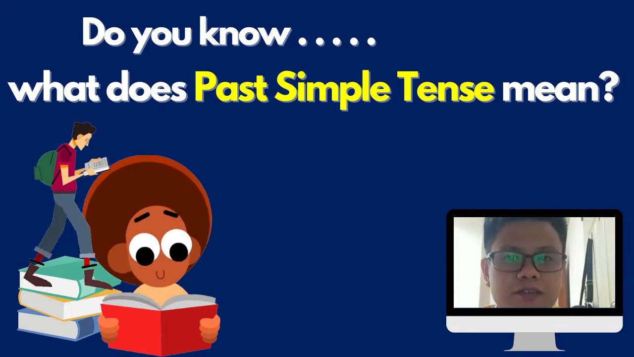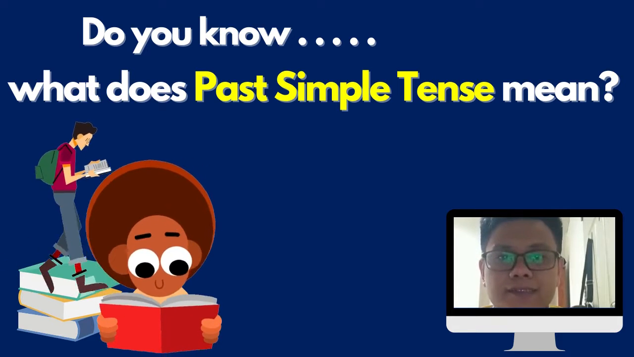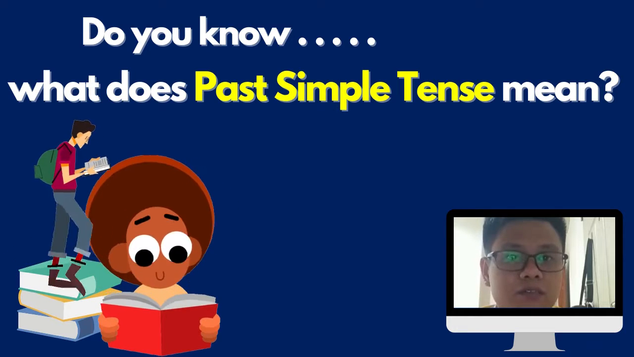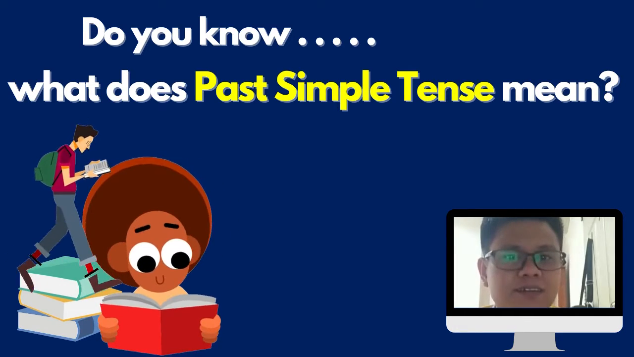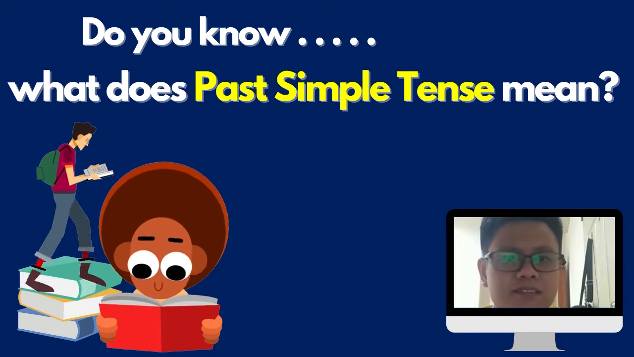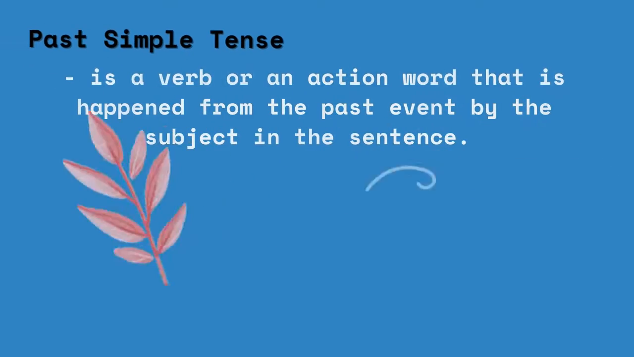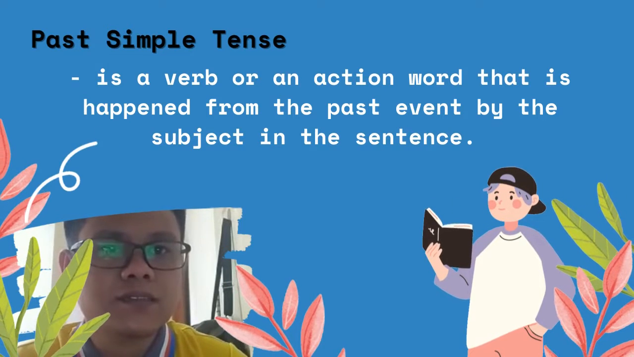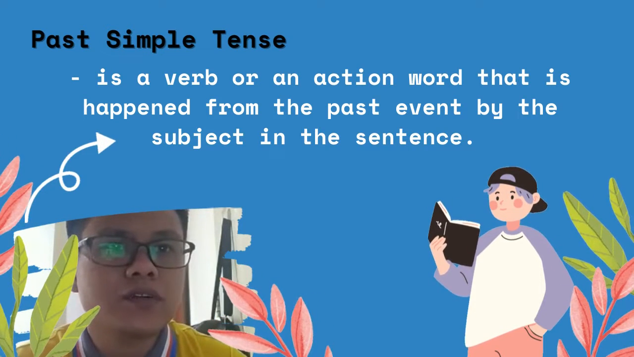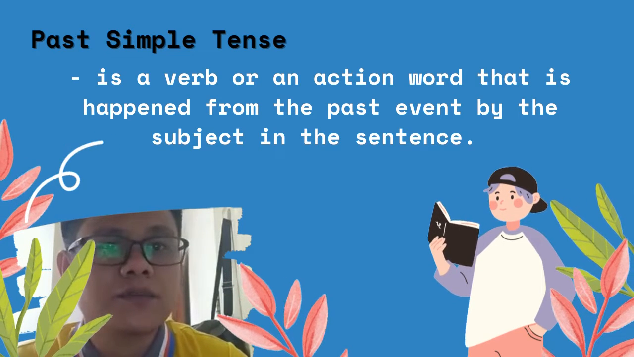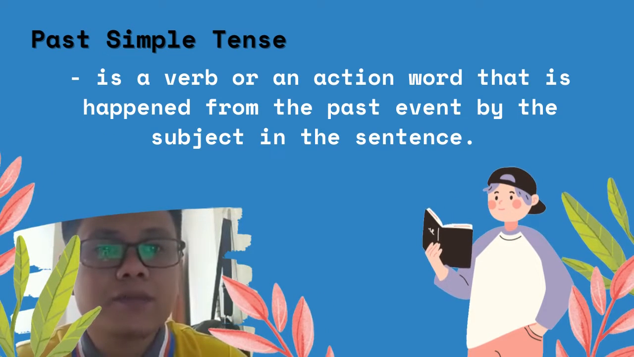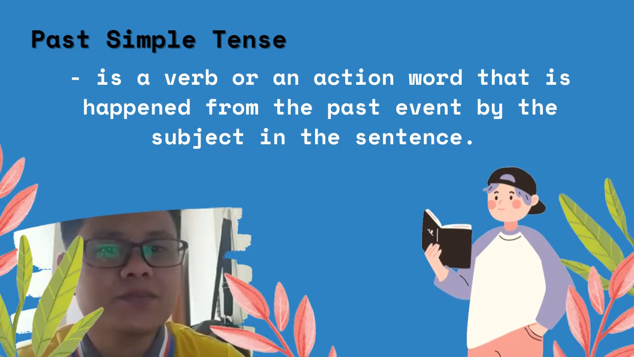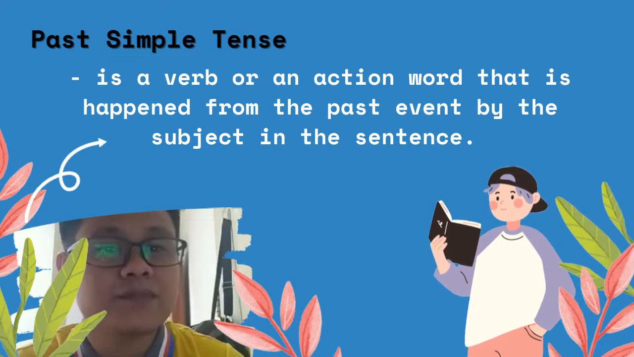How are you today? Welcome to our online class, and today we are going to learn about past simple tense. Okay, so now let's start. What is past simple tense? It is a verb or an action word that happened in the past event by the subject in the sentence. So now let's know about past simple tense.